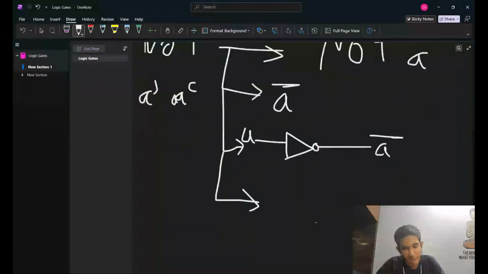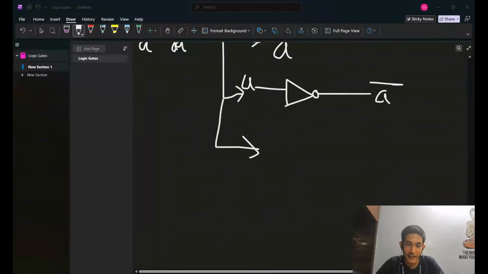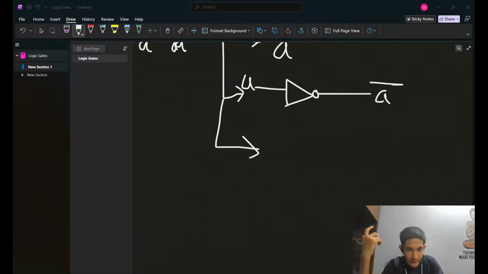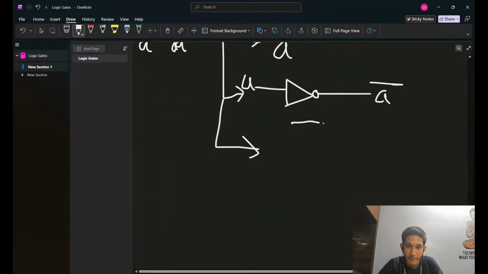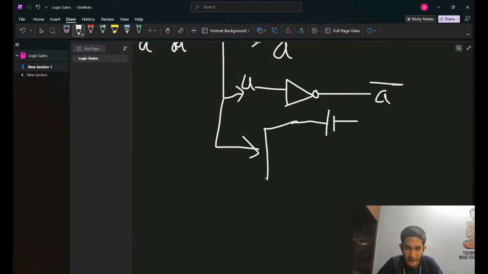Now, there is another way to show this, and of course, that's in electrical engineering, or I'm just going to call it circuits. Now, let's take again our battery and our bulb, right?